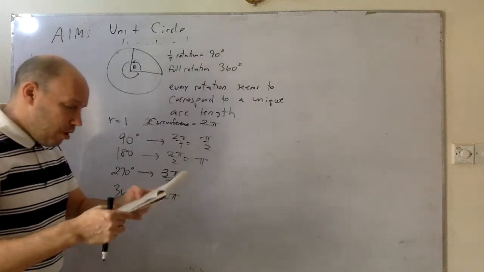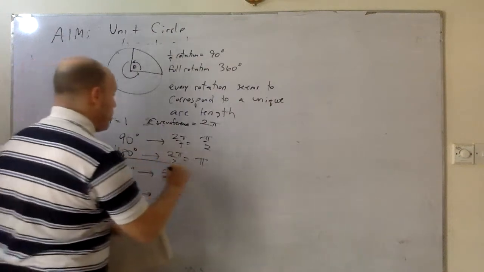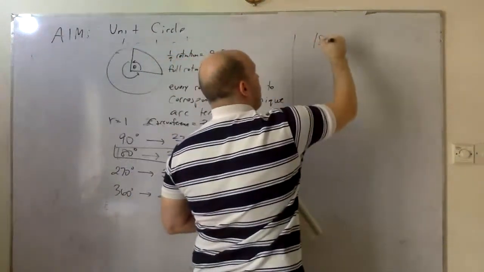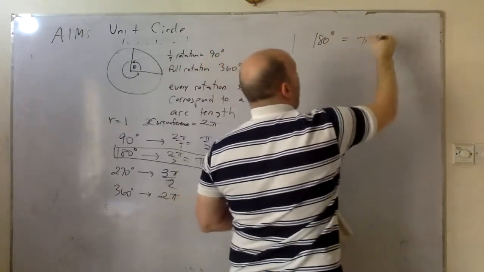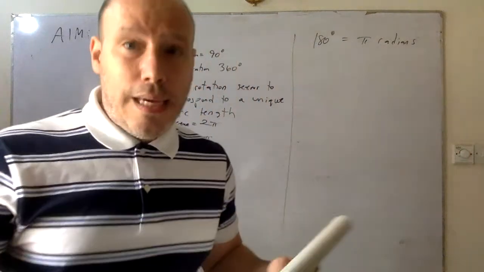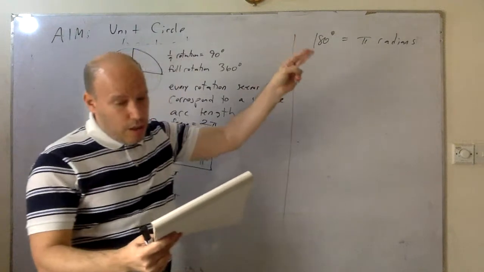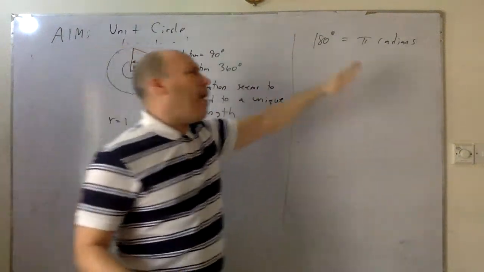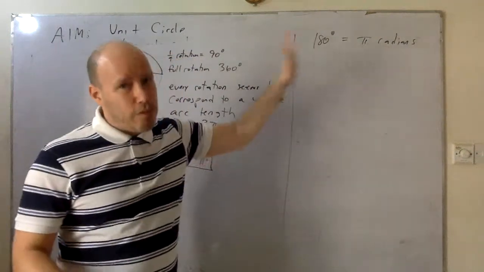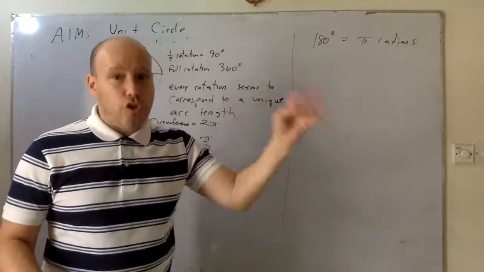Right? So what we're going to see is that 180 degrees is equal to pi radians. That's the idea. So this is the connection. 180 degrees is pi radians. We have a couple of things to talk about here, a couple of things we have to clear up. But this is just, once again, your conversion.